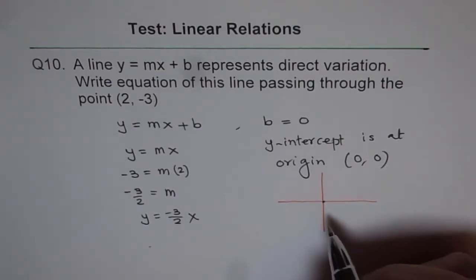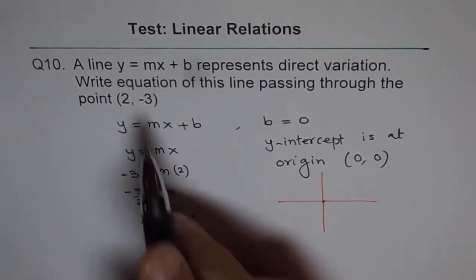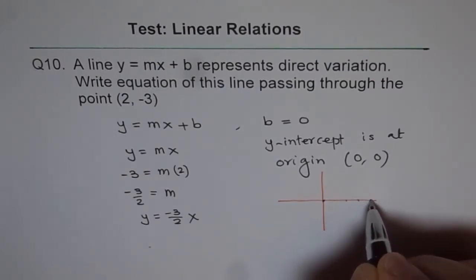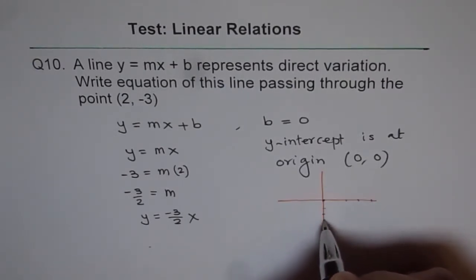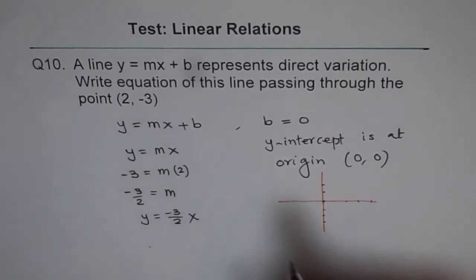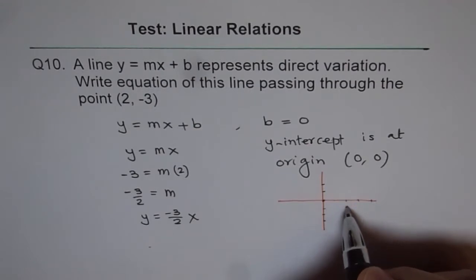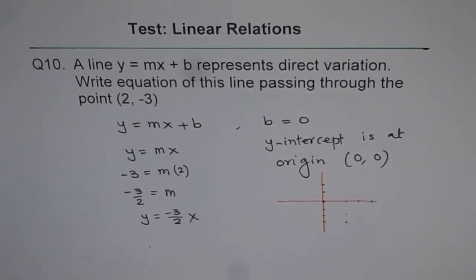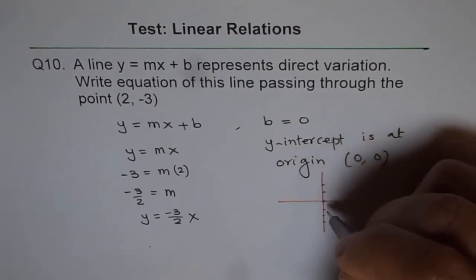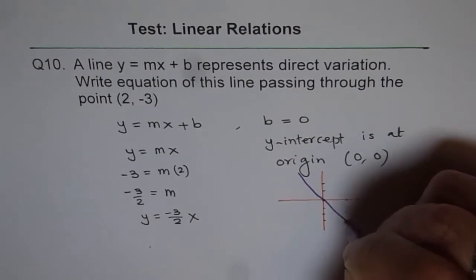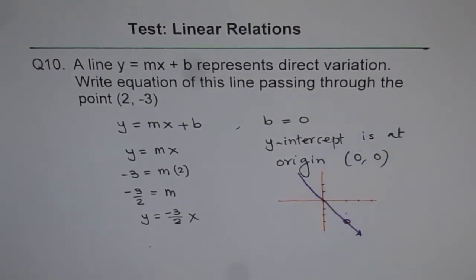You could do it graphically also. Point (2, -3). That means, let's say this is our coordinate system. Here is 1, 2, 3, 4, and 1, 2, 3, 4. Point (2, -3) means 2 to the right and 1, 2, 3 units down, right? So the direct variation line will go through these 2 points, the origin (0, 0) and the point (2, -3), right?